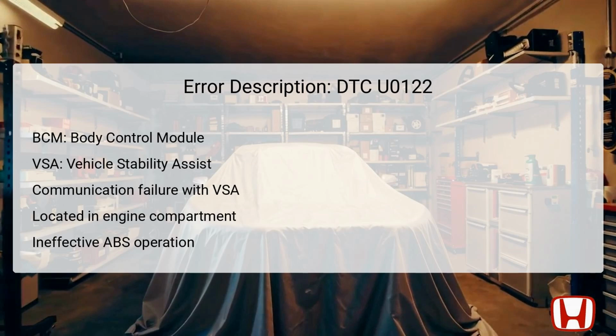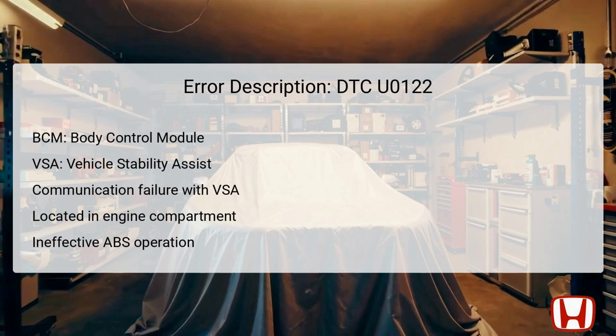DTC U0122 refers to a loss of communication between the Body Control Module (BCM) and the Vehicle Stability Assist (VSA) Modulator Control Unit. The BCM is a critical component that manages various electrical functions in the vehicle, such as lighting and stability systems. It is typically located within the passenger compartment or engine bay.